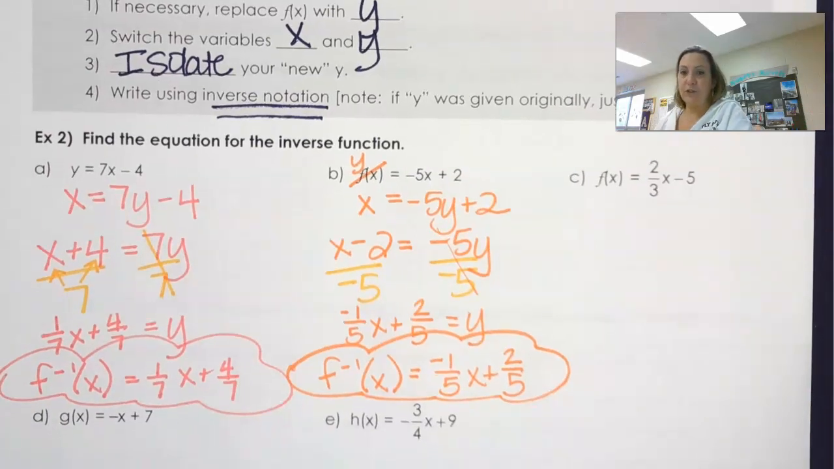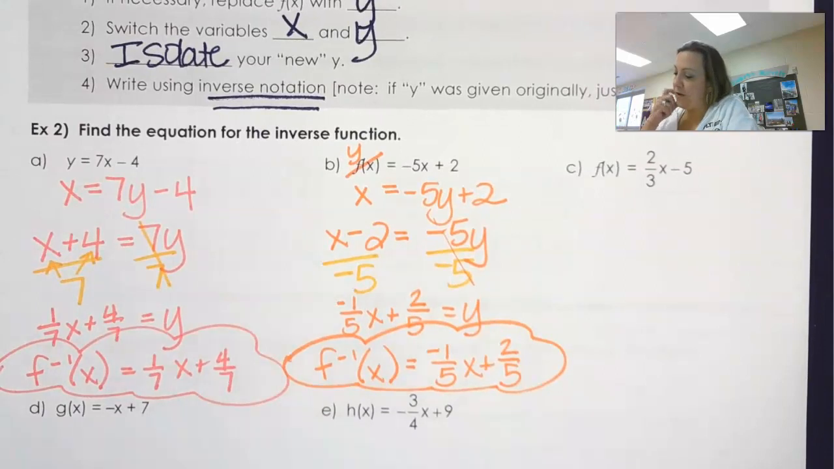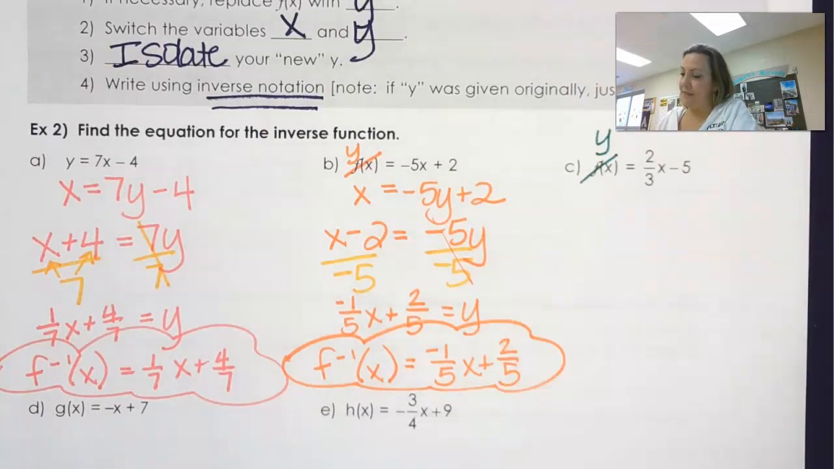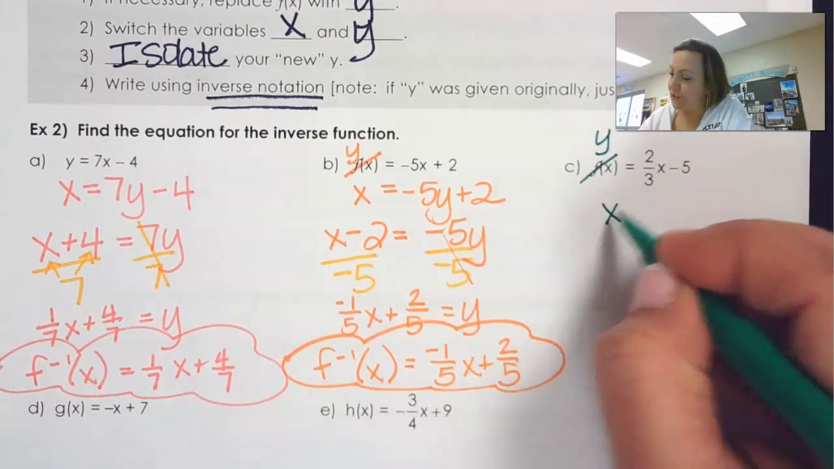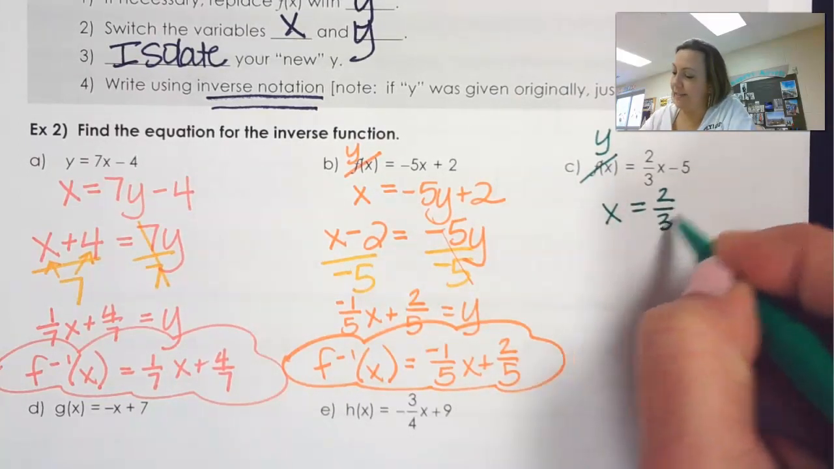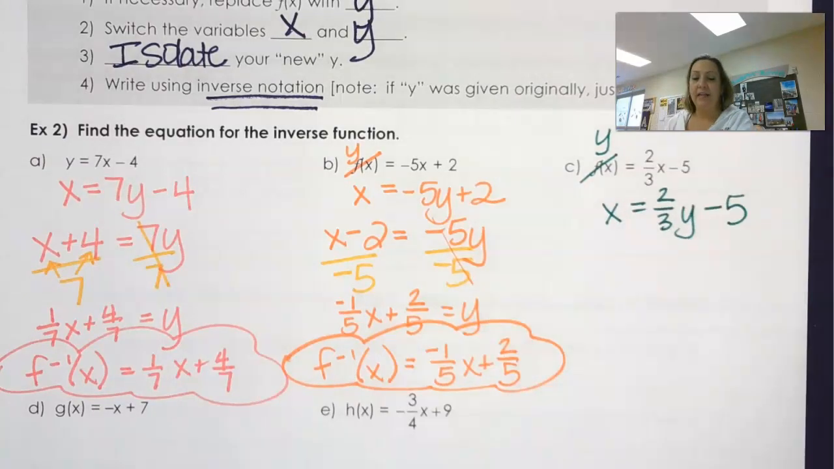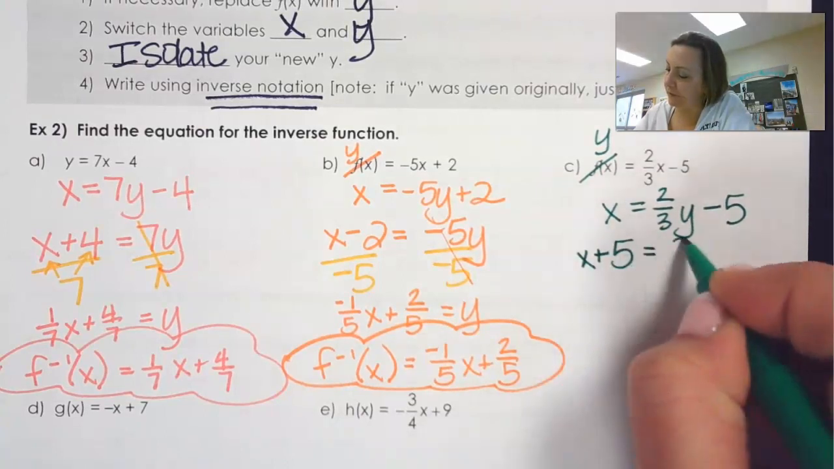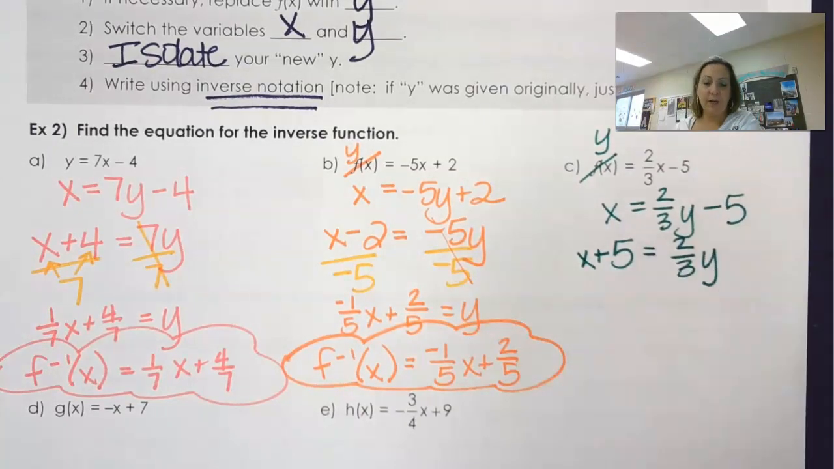f of x equals 2/3 x minus 5. Okay, we're going to replace f of x with y. And now switch the variables x and y. And let's isolate our new y. We'll start by adding 5. And now we want to get rid of the 2/3.